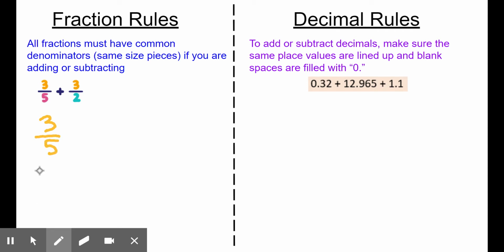Fifths and halves are not the same. Do you know which ones are bigger? If you said halves, you're right. They're larger pieces. So I'm thinking fifths and halves. What is a common size that they could be cut into? What's a common denominator? Oh, tenths.